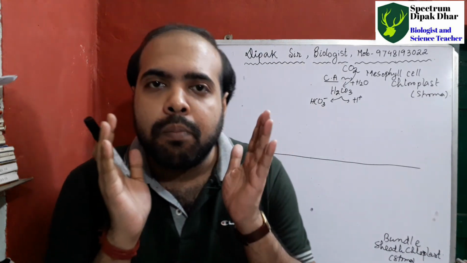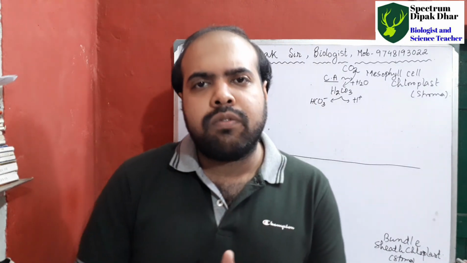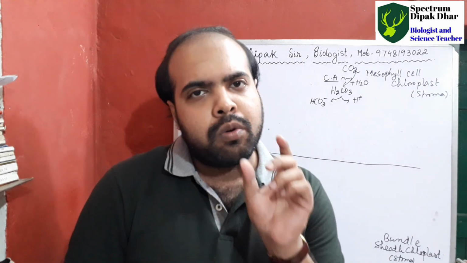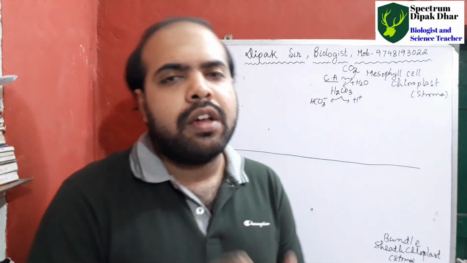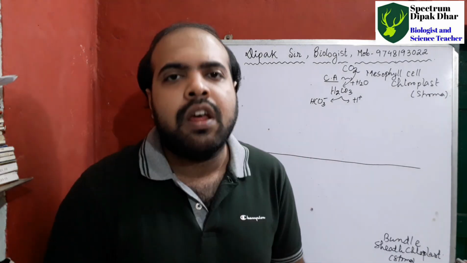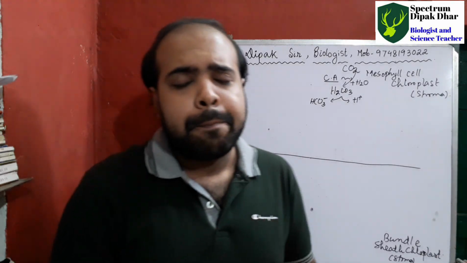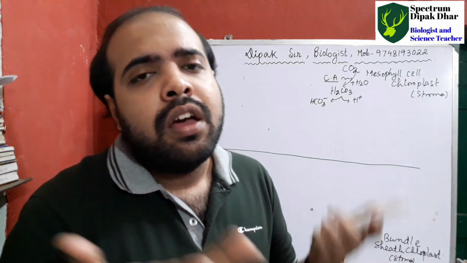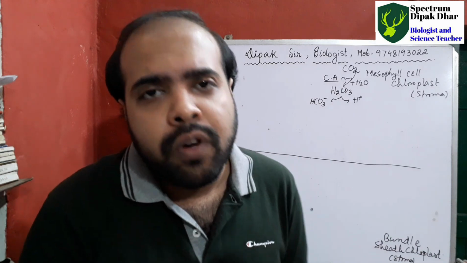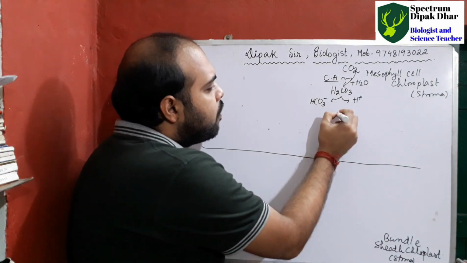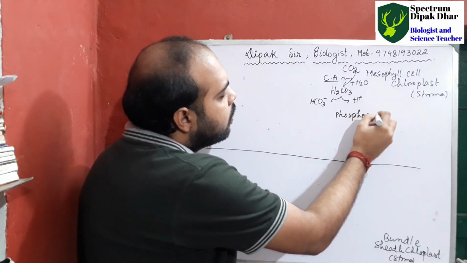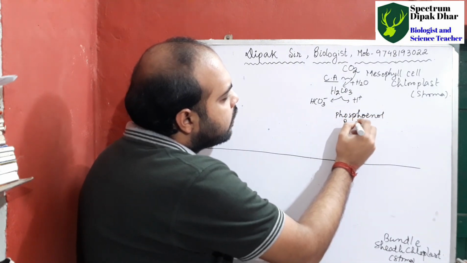So the part of the carbonic acid which will be accepted by a second compound will be the bicarbonate ion. Here in case of mesophyll cell chloroplast, the primary acceptor of the bicarbonate ion is the what? It is the phosphoenol pyruvic acid.